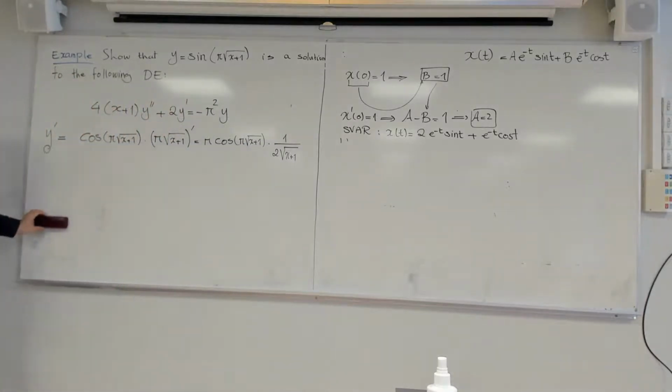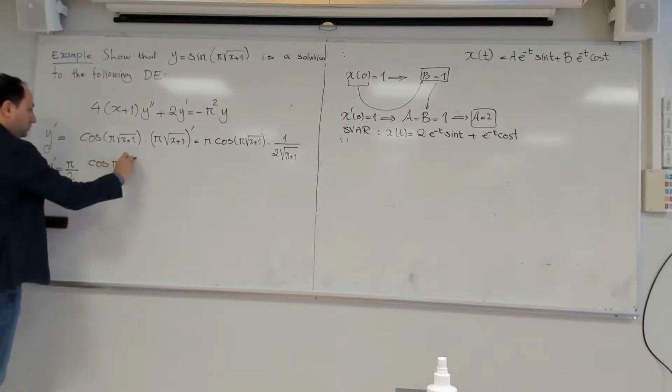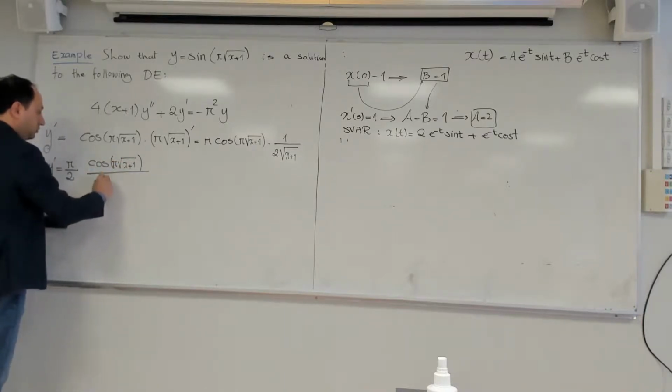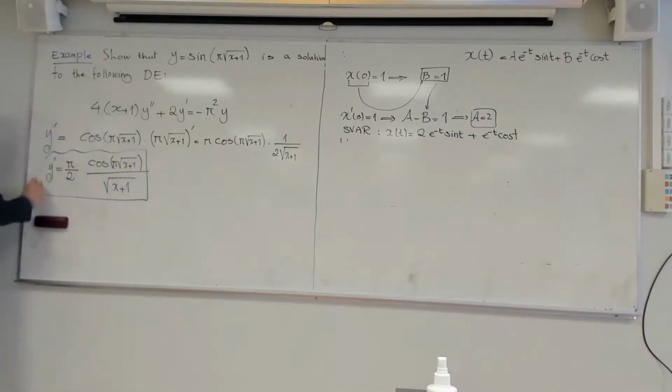If you don't mind, let me just write it in a more appropriate way because the hard part starts here. So I have a pi, I have a 2, so let me write pi over 2. Then I have a cosine of pi square root of x plus 1, and then divided by the square root of x plus 1. So this is my first derivative. Yes? So our prediction was correct. We now have the chain rule and the quotient rule simultaneously.